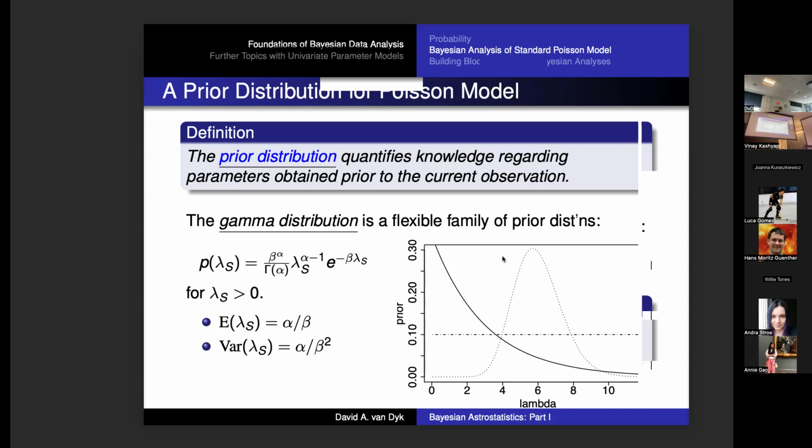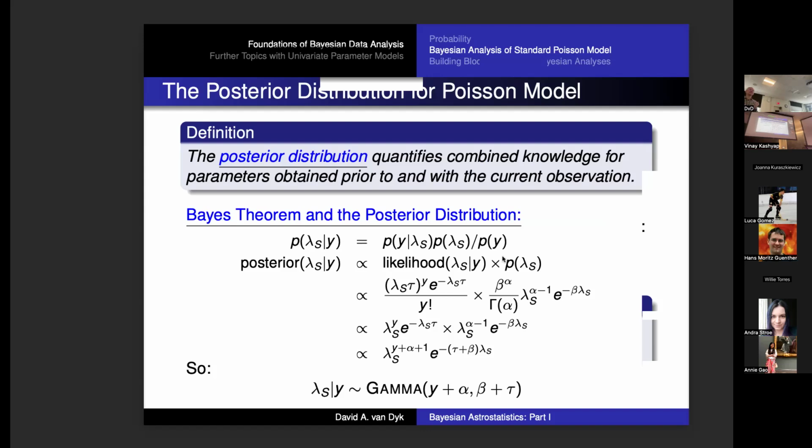So the gamma distribution is quite flexible. Whatever my information is, I can probably find a way to put it into a gamma distribution. I've given you the functional form there. You can write down the mean, or the expectation, of that distribution, and the variance of that distribution. And I can apply Bayes' theorem.